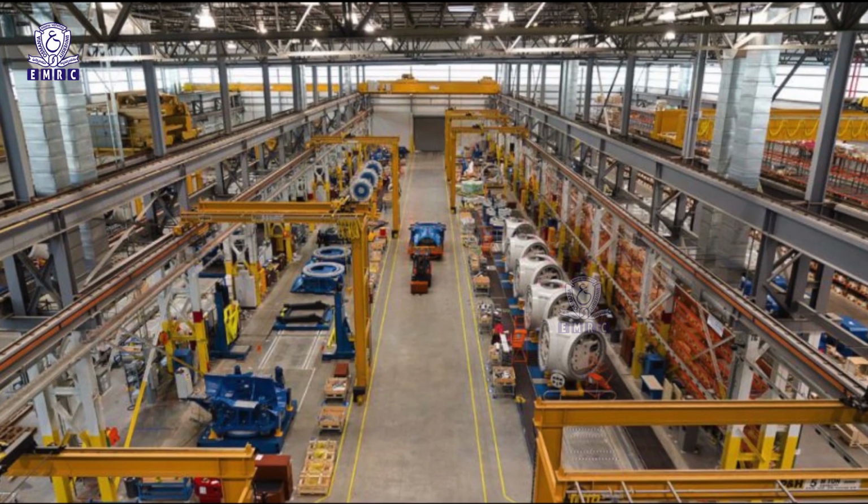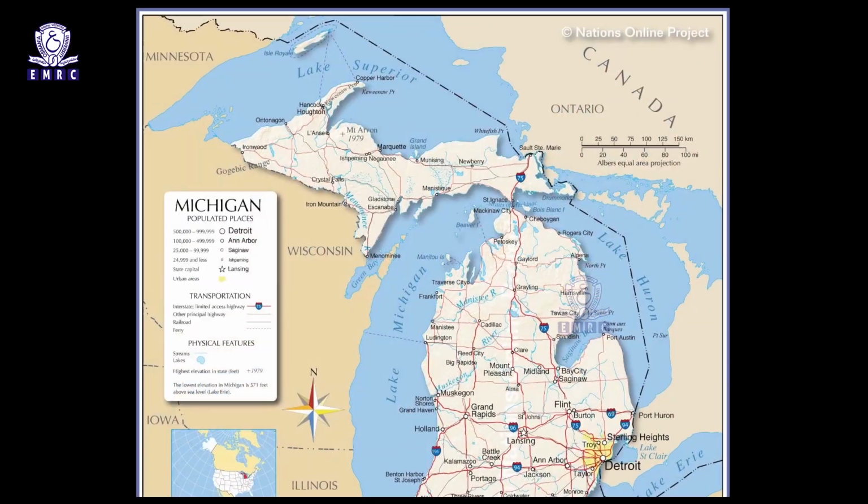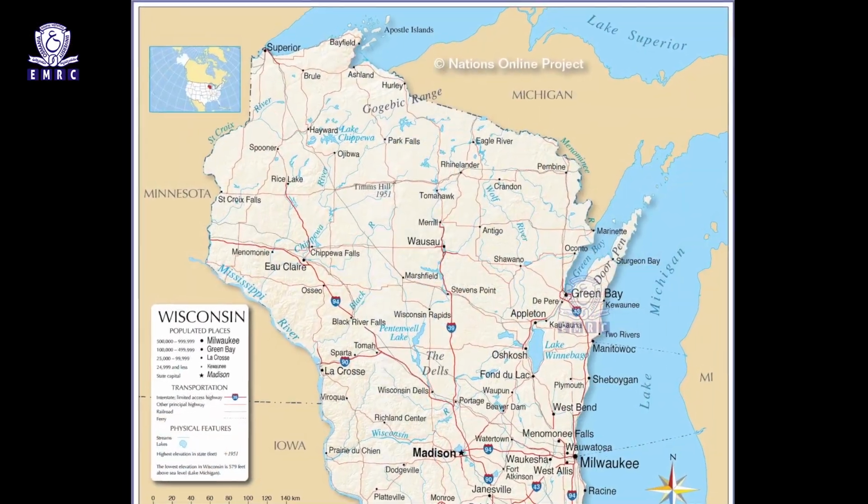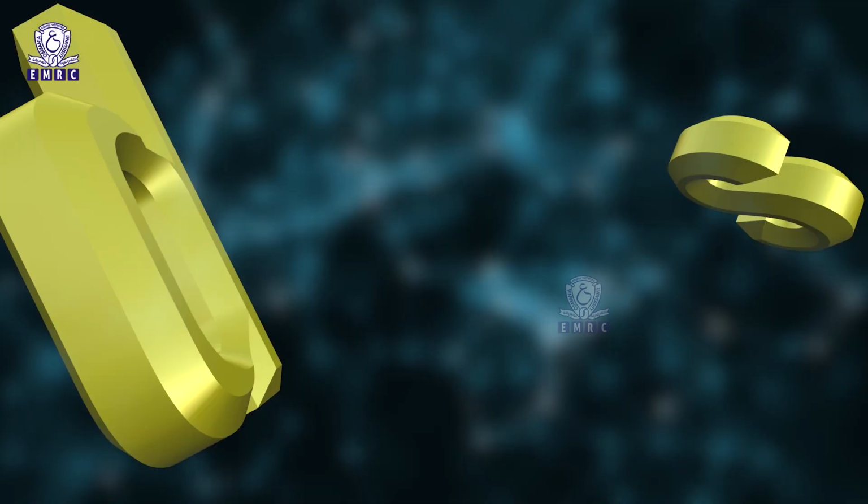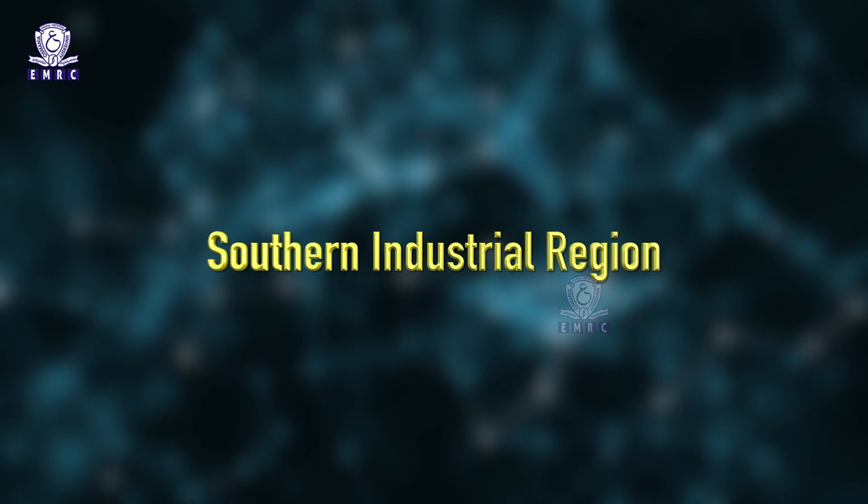Now, the fourth region is the Northeastern region. This region covers the industrial region of Ohio, Michigan and Wisconsin, etc. The combined output of the manufacturing goods in this region is very high. The fifth region is the South Industrial region.